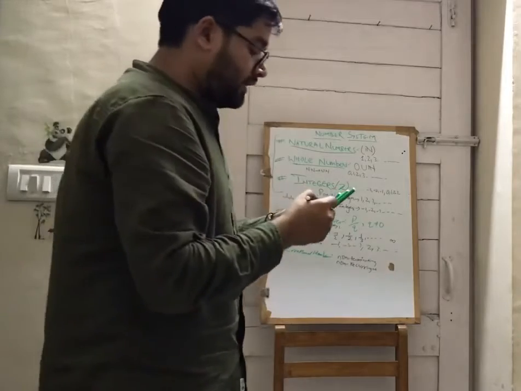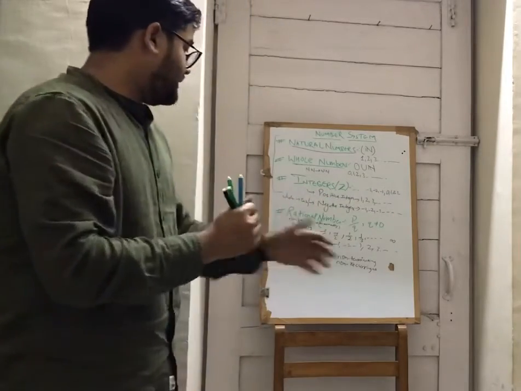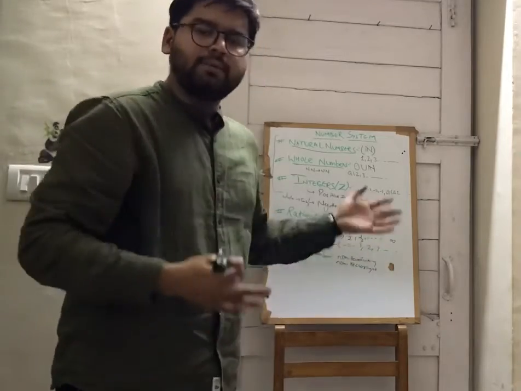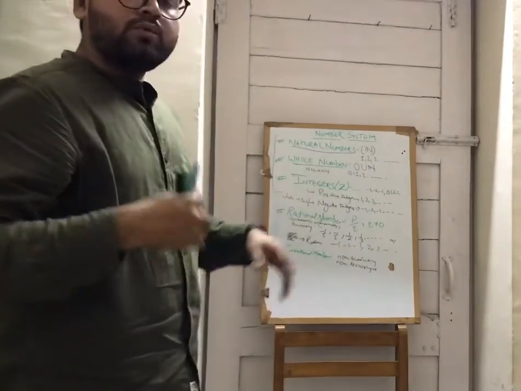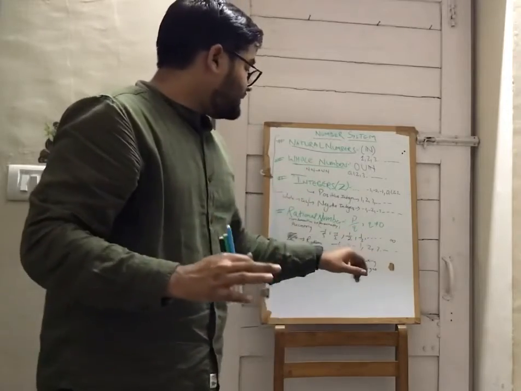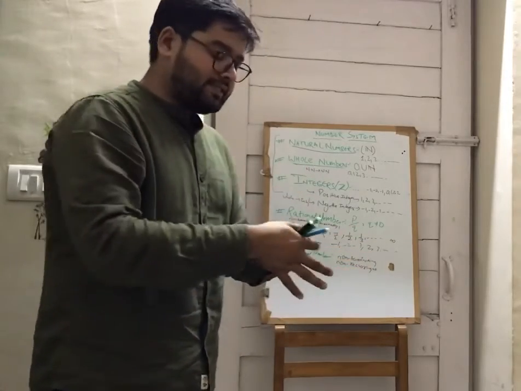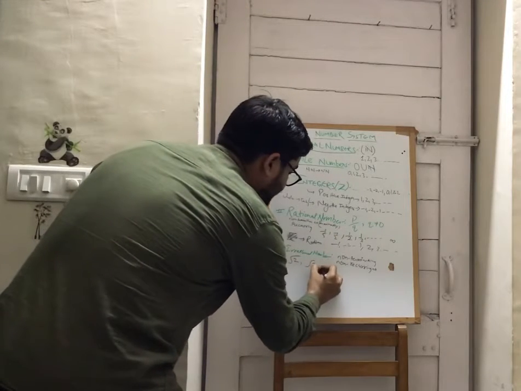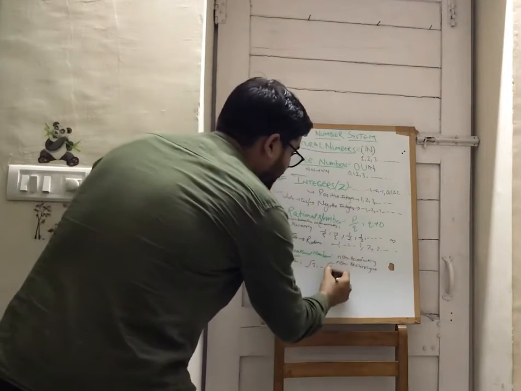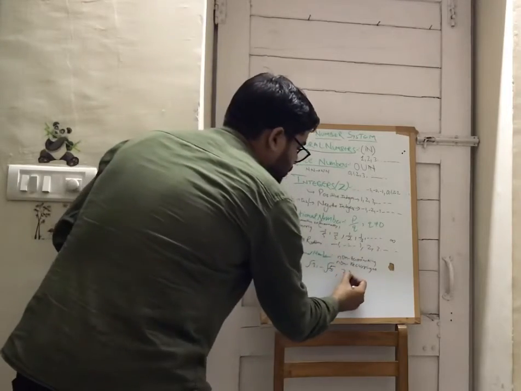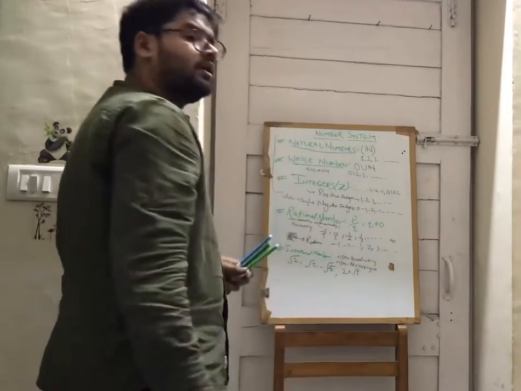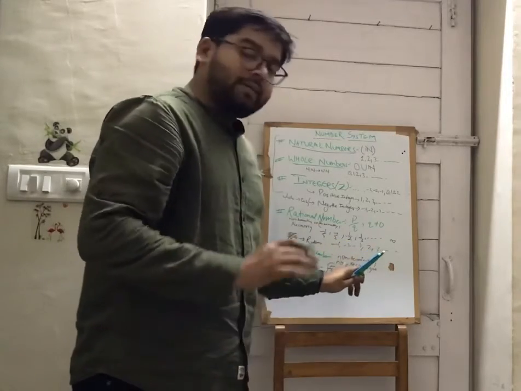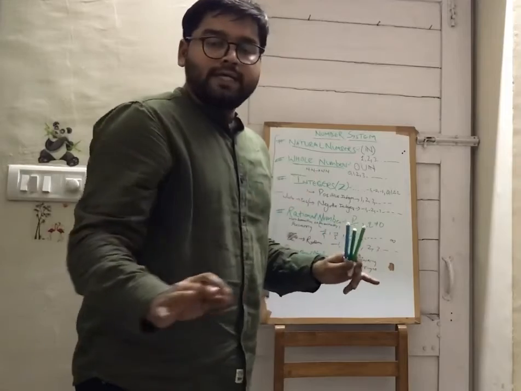So the difference between rational and irrational numbers: a rational number can be written in p by q form, where q is not equal to 0. An irrational number cannot be written in p by q form. The basic difference is non-terminating, non-recurring. Examples of irrational numbers are √2, √3, √5. All are irrational. Any number like 2 plus √5 is also irrational. After a certain digit, it is non-terminating and its digits are non-repeating also.